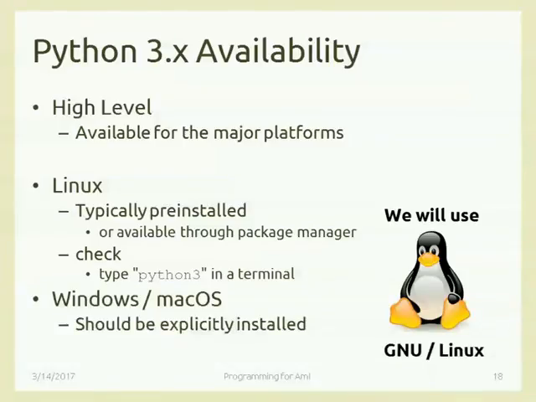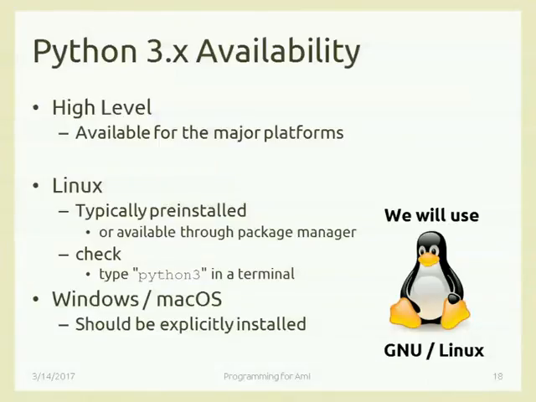To check if it's installed, you have to type python3 in a terminal. So open a terminal and type python3. If it starts interactive mode, the Python 3 interpreter is installed. Please notice that on Linux, typically, you have both Python 2 and Python 3. So if you type python, you have the interpreter for Python version 2, while to use Python 3, you have to type explicitly python3 in that way.